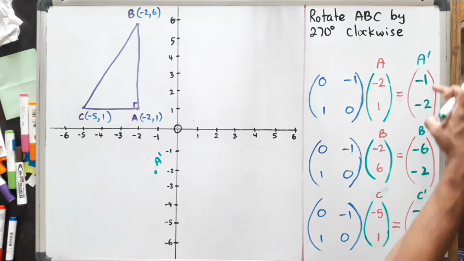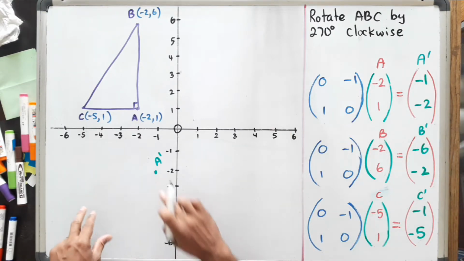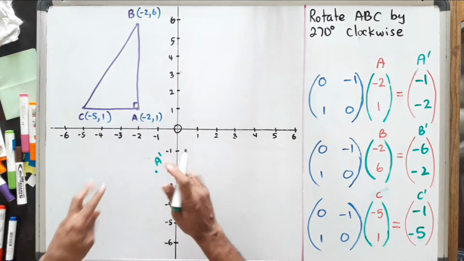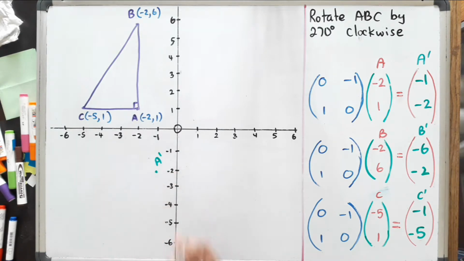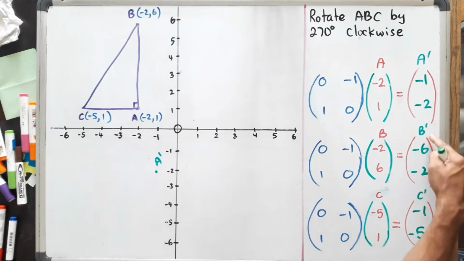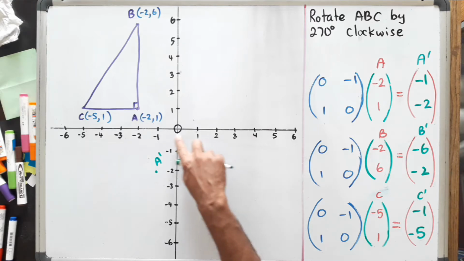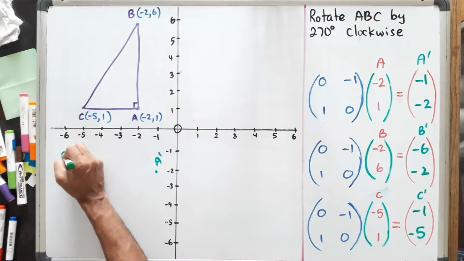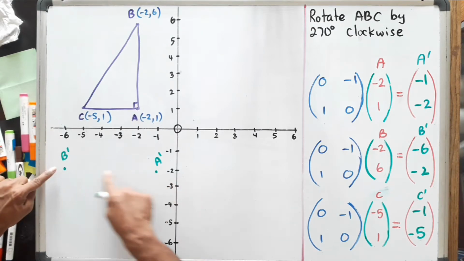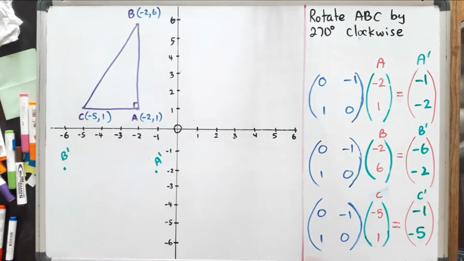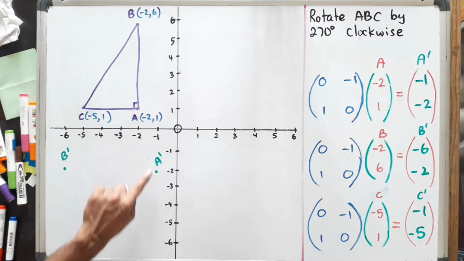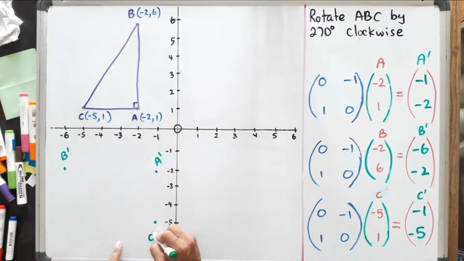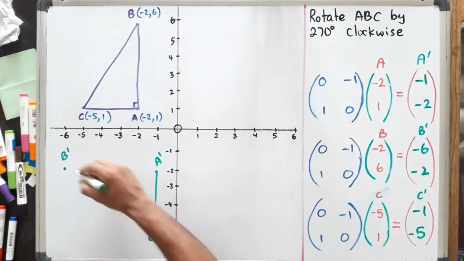Now I'm supposed to put the actual coordinates next to it, but my diagrams are a little bit cluttered, and like I said, I'm using a very thick marker. B prime is minus 6, minus 2. B prime, you see there, minus 6 and minus 2 on the Y. And C prime is minus 1, minus 5. Right, let's connect this up.